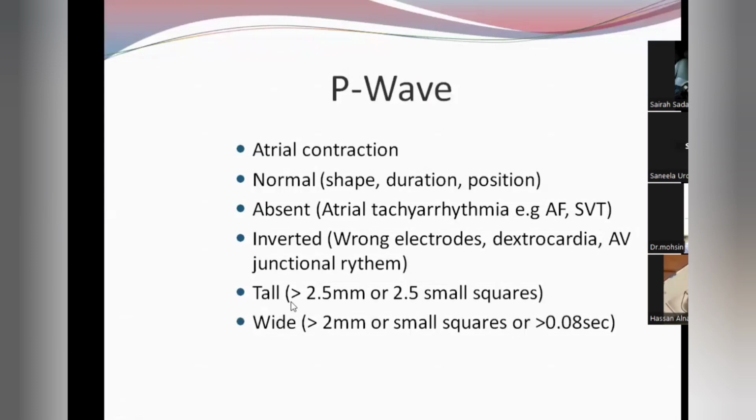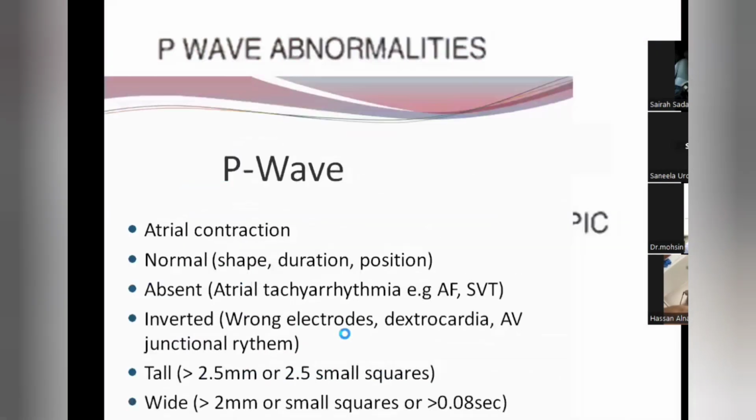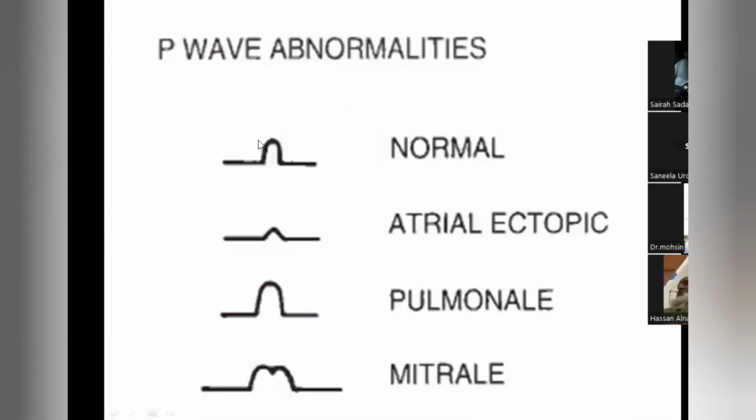The P wave can be tall, which means its shape will be abnormal. If it is more than 2.5 small squares, it is known as tall. And if it is more than 2 mm or 2.5 small squares wide, it is called wide. This is the normal shape. In the normal shape, the P wave should be round tipped, not peaked, not tall, just a normal round shape.